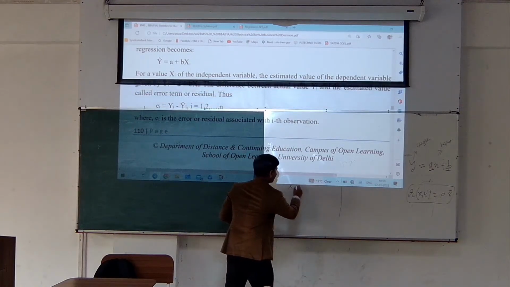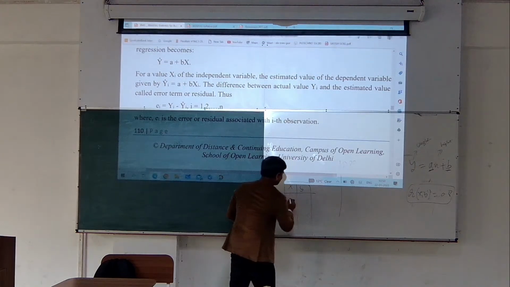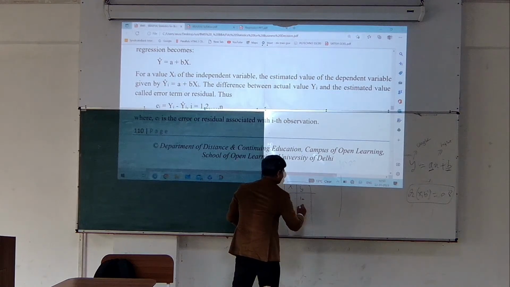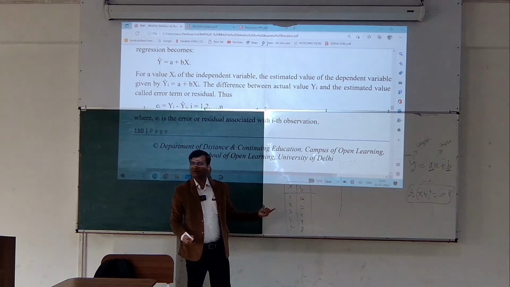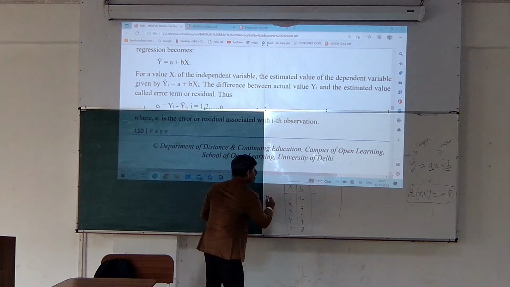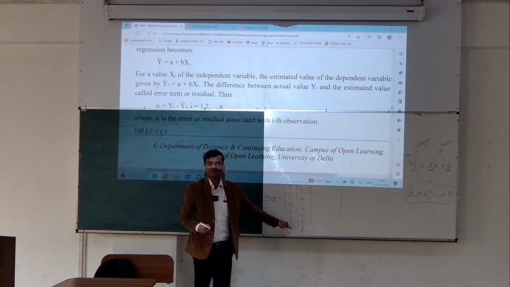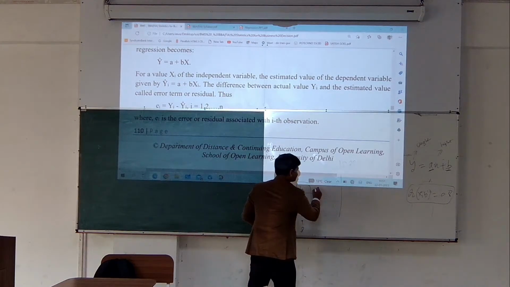Suppose you have this x and y. This is your bivariate data. Suppose x is 1, 2, 3, 4, 5. The corresponding y is 10, 7, 6, 9, 8. This is your x and y. Suppose you have only 5 observations, so here n is 5. You can easily find the correlation coefficient between these two variables. Now, how would you find the predicted y?